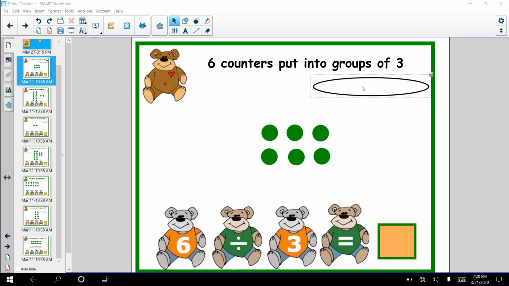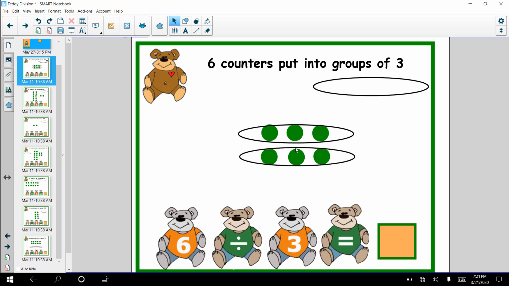Now let's take division as grouping. I have 6 counters. This circle means counters. I have 6 of this circle. I want to put them into groups of 3. To put them into groups of 3, every 3 counters put a circle. So I have 3, I will put a circle. Another 3 counters, put a circle.